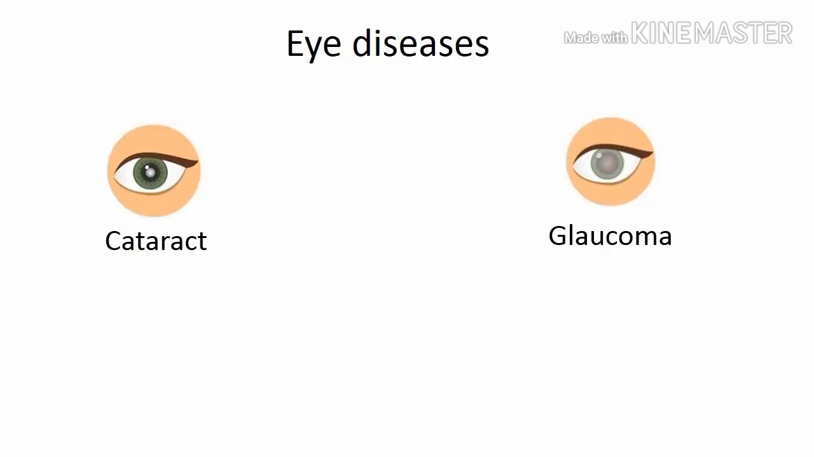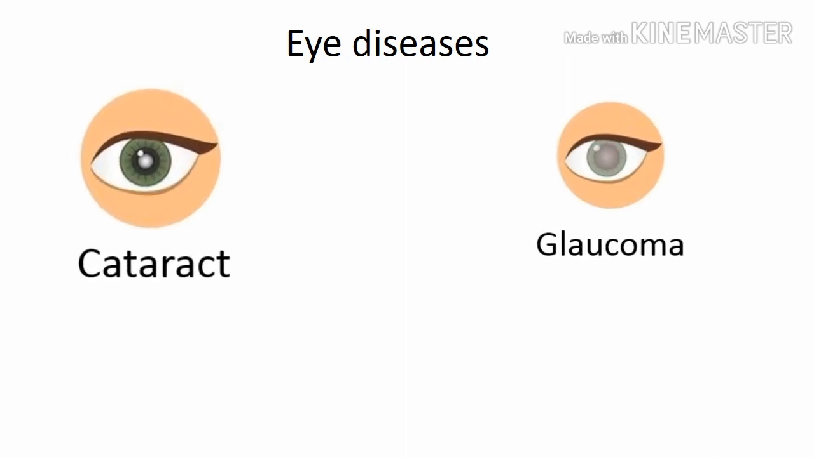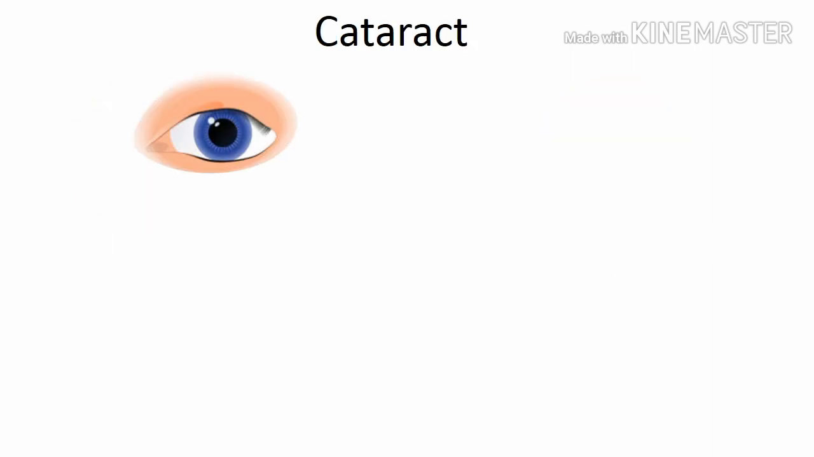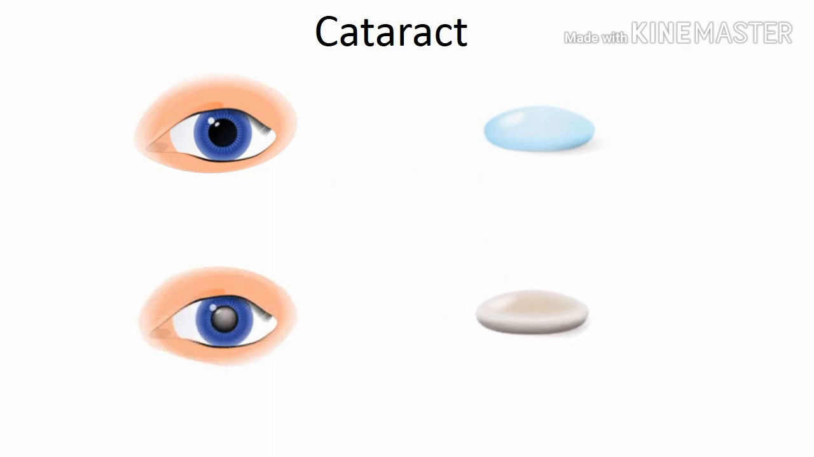There are several types of eye diseases. We'll see about two common such diseases. They are cataract and glaucoma. In this picture, you can see a normal eye and its lens. The lens is transparent and crystalline. In the second picture, you can see a diseased eye. That lens is not transparent. It is because of the denaturing of proteins in the eye, so that the eye lens turns a milky color.